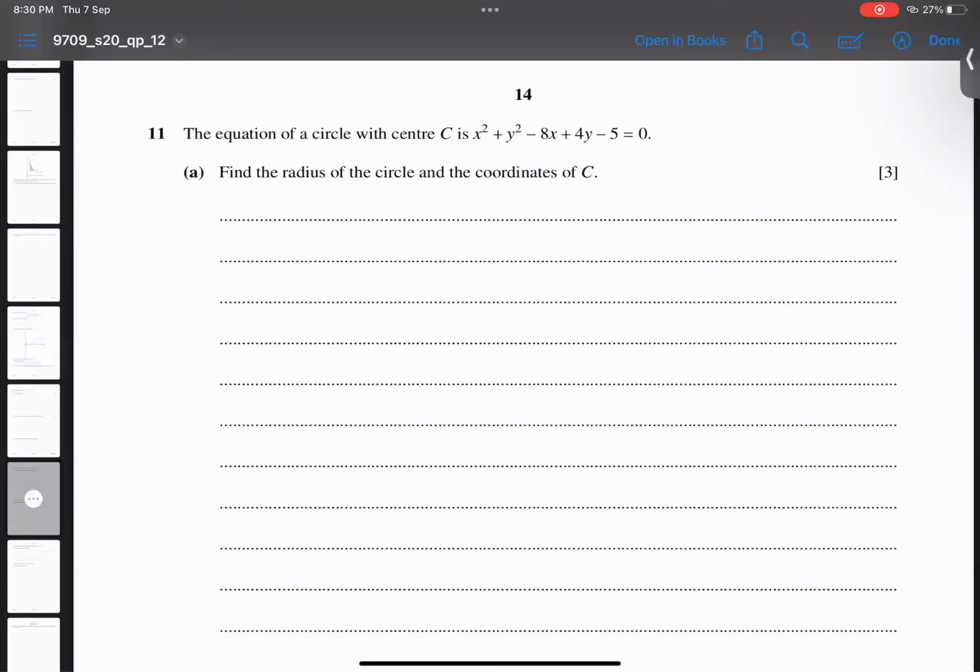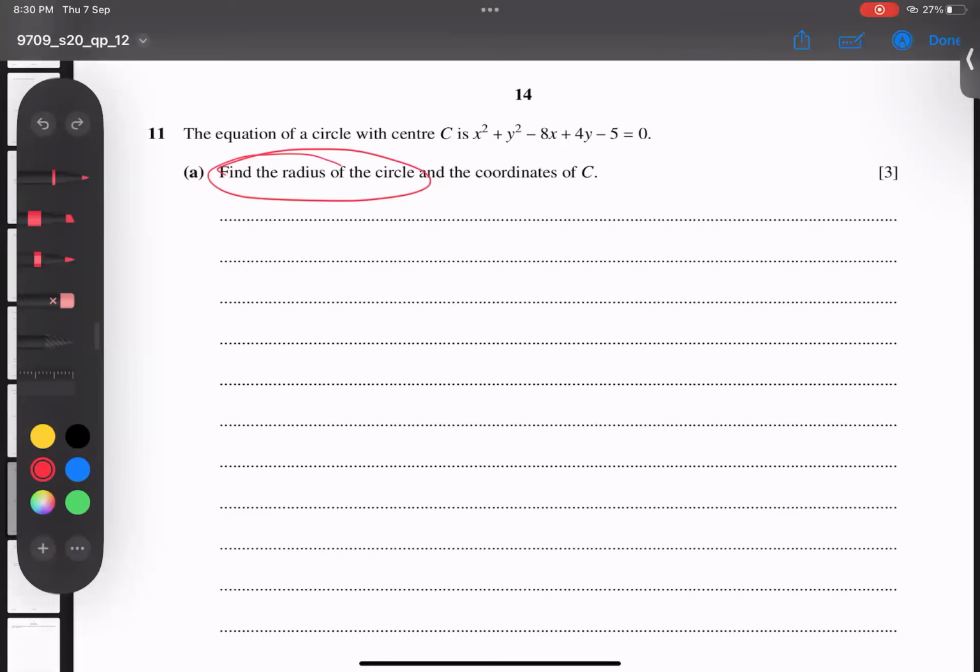This is a June 2020 12 variant, and I'm starting question number 11. The first task is the radius and the coordinates of the center. Okay, so job number one, you know it very well.